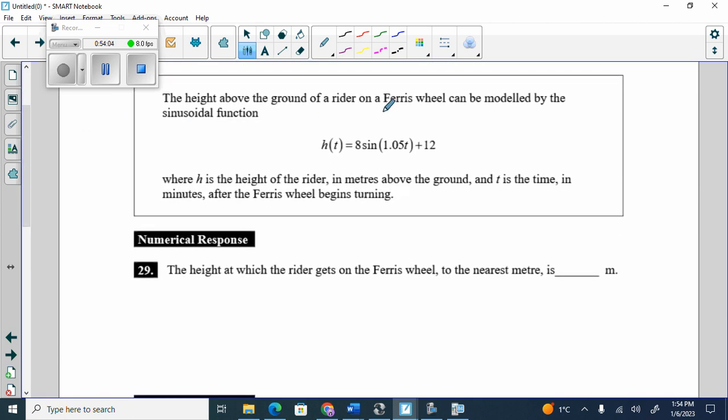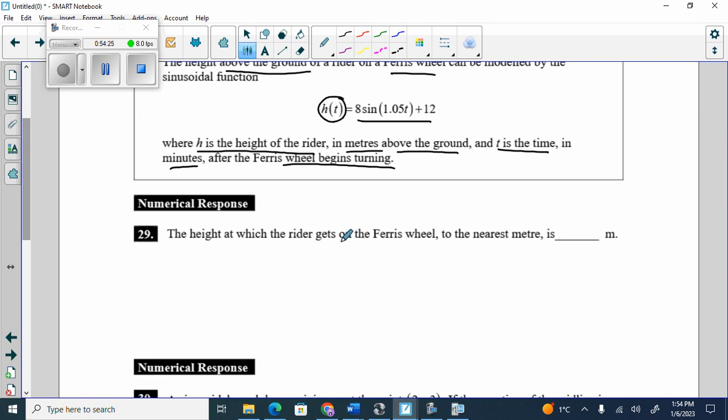So the height above the ground of a rider on a Ferris wheel can be modeled by this function. This is height, and this is the little rider, where h is the height of the rider in meters above the ground, and t is the time in minutes after the wheel begins turning. They want to know the height when it gets on the Ferris wheel. That's a fancy way of saying time equals zero.